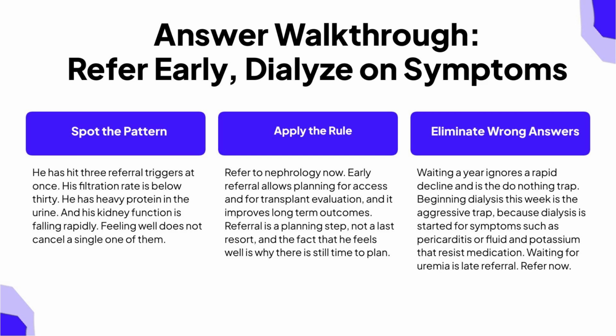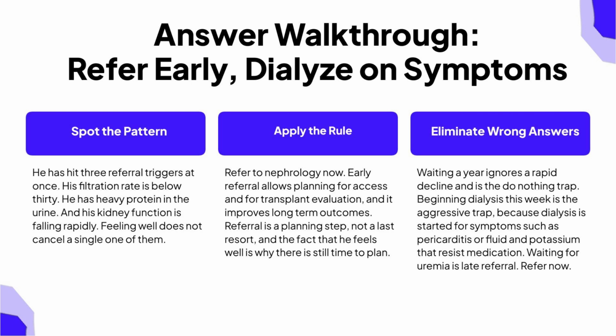This man hit 3 referral triggers at once. Estimated GFR of 27 below 30, heavy proteinuria, and rapid decline, 15 points in 8 months. Any one justifies referral, he has 3. The trap is that he feels well, but feeling well cancels no trigger. The answer is refer to nephrology now. Early referral lets the nephrologist plan vascular access, begin transplant evaluation, and slow progression. It's a planning step, and there's still time precisely because he feels well.